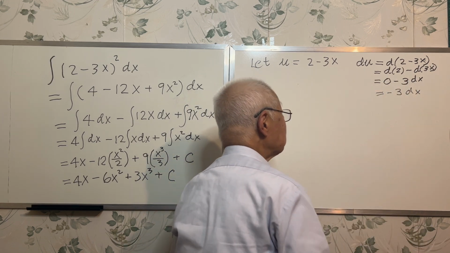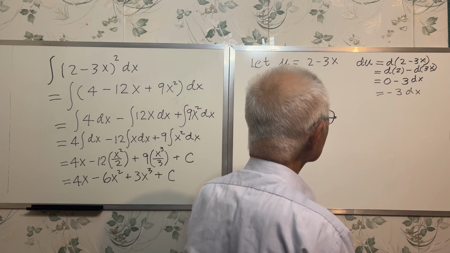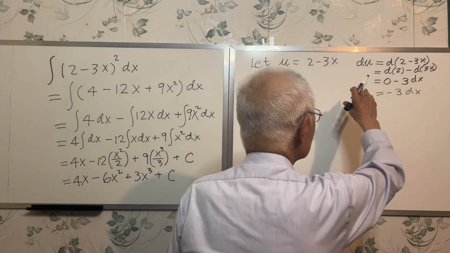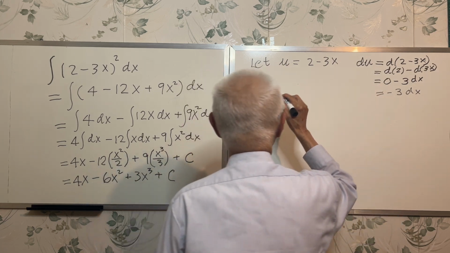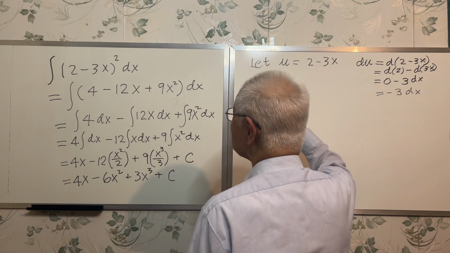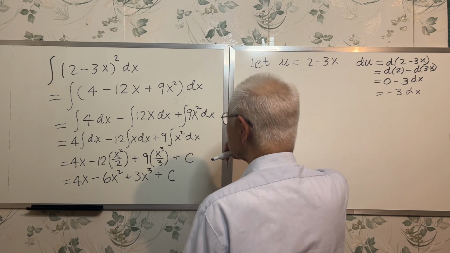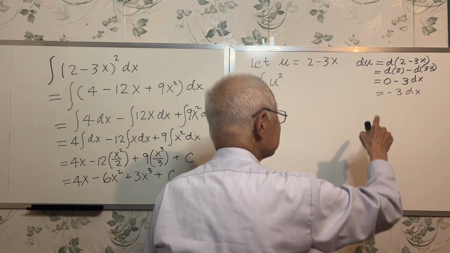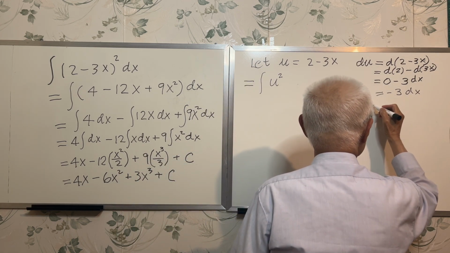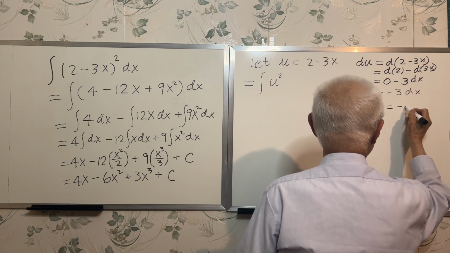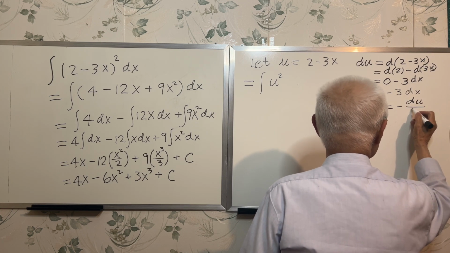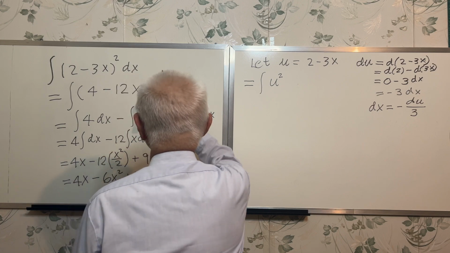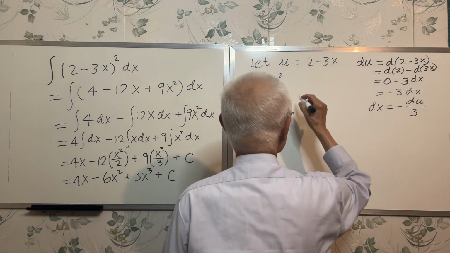This looks like a differential. But actually, I'm not using the differential to do the integration. Let's go on. You will see what I am going to do now. So the original integration becomes u squared dx. But dx is negative du over 3. So I replace this dx by negative du over 3.